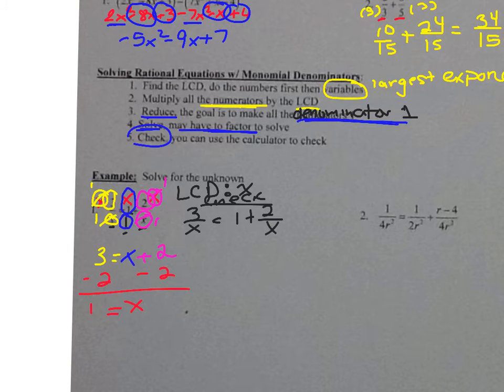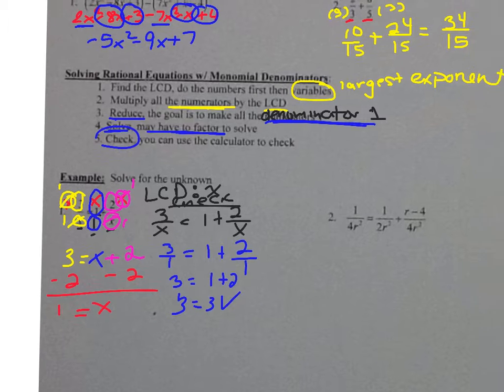So we're plugging in 1 here. So it's 3 over 1 equals 1 plus 2 over 1. You actually don't even need a calculator for this. So this is 3 equals 1 plus 2. Yes, 3 equals 3. Check. Okay, but you can use a calculator if you want. All right, let's try number 2.